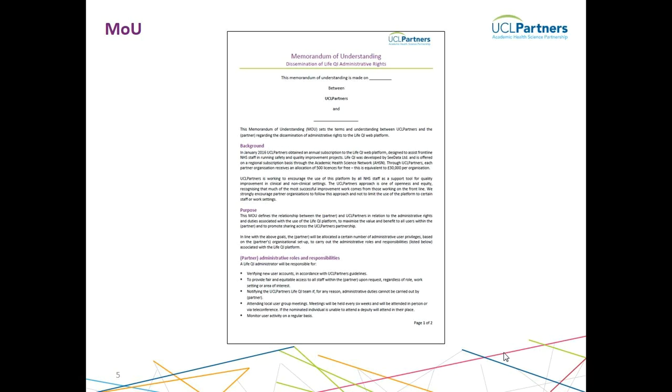The rest of the MOU is pretty standard and straightforward. Just to mention one thing at the end, we said that UCL Partners reserves the right to withdraw admin user privileges from the partner if the roles and responsibilities of the partner organization aren't being carried out. So just to reiterate that. Yeah, so I'll send you all a copy of that. If you've got any more questions, please do let me know.